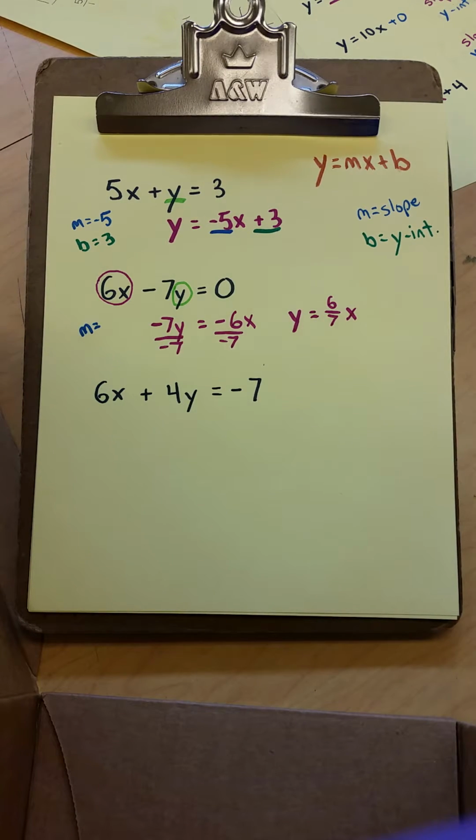So what is the slope? It's the number touching the x. In this case, it's 6/7. What is the y-intercept? When there's no constant term, your y-intercept is 0.